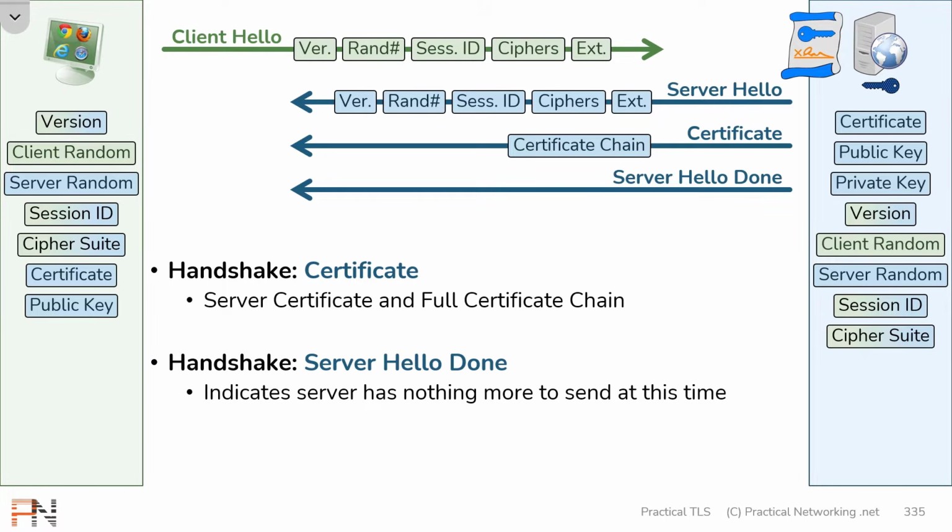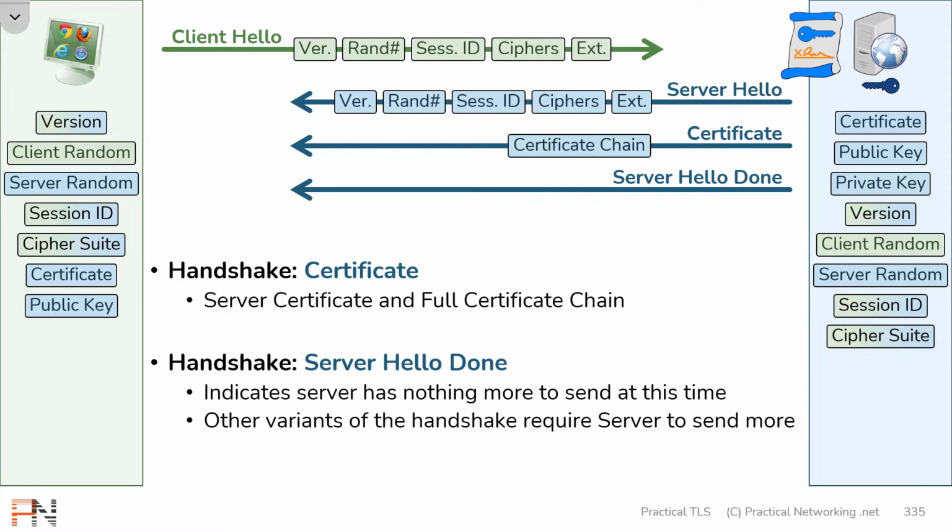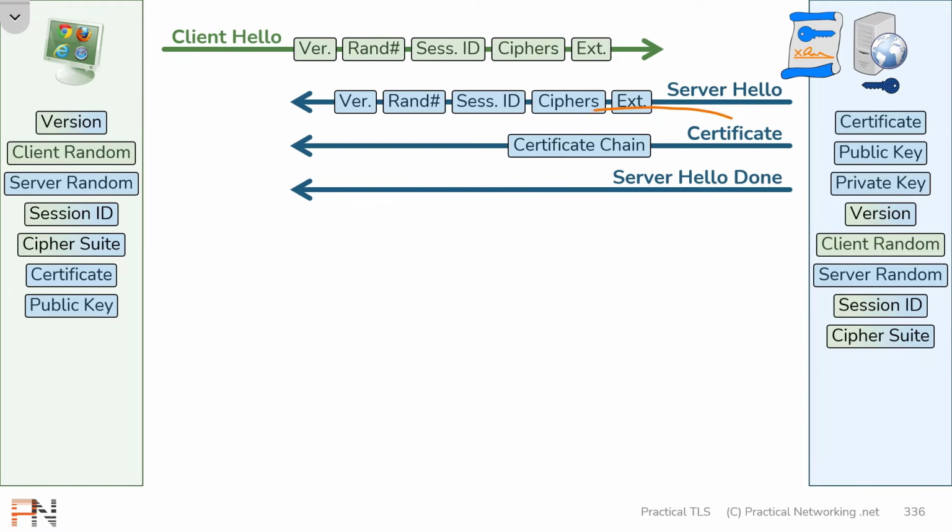There are other variants to the handshake in which the server is going to send more content in between the certificate and server hello done, but the fact that the server hello done is sent right after the certificate is an indication that we are not doing those other variants. We'll be looking at some of those other variants in the next few lessons of this module. Now recall that after receiving the certificate from the server, the client needs to ask itself 2 questions. The first is, is the certificate legitimate?